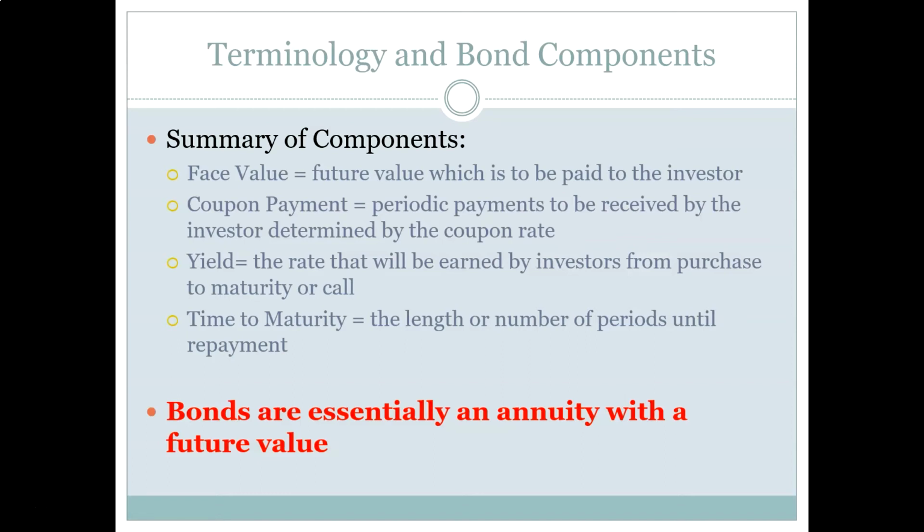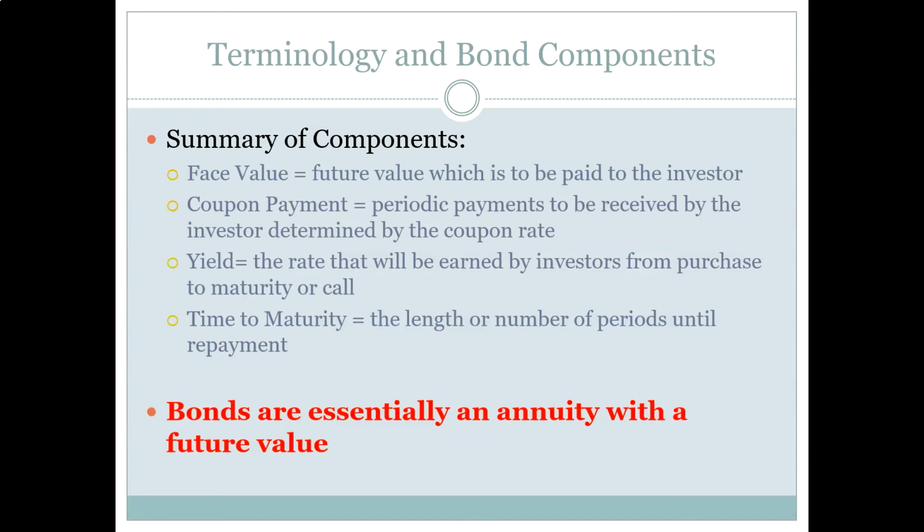Bonds are essentially an annuity with a future value. When we are trying to value the bond, we want the present value of the annuity plus the present value of a lump sum that we get in the future. The annuity is the series of coupon payments, and the lump sum in the future is the face value that we're going to get, the return of our loan. The combination of that is what makes a bond, and we can do all of that on our calculator using the time value of money functions.